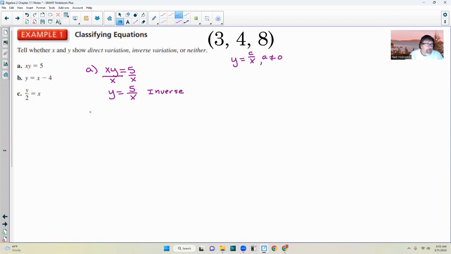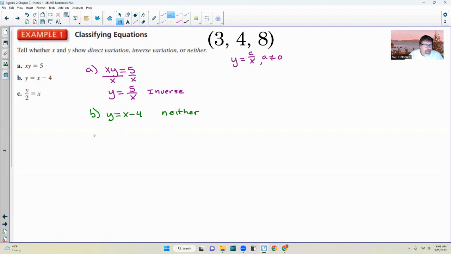Okay. B, y equals x minus 4. Well, it's already solved for y, so there's nothing I can do here. And this is not in the form of a over x, so this is neither. It's not an inverse, it's not direct.